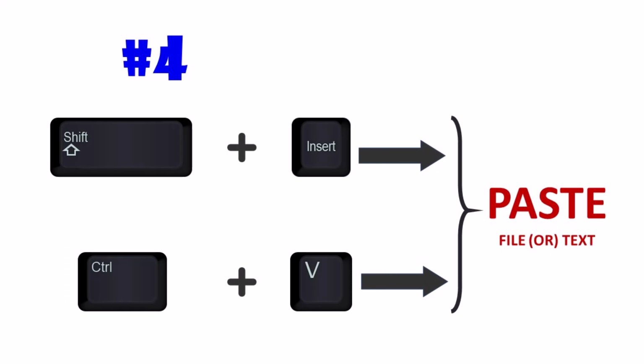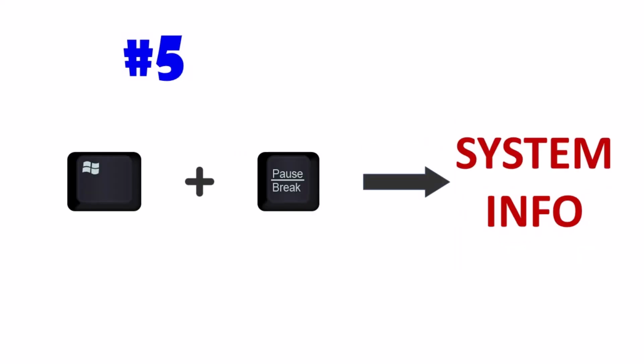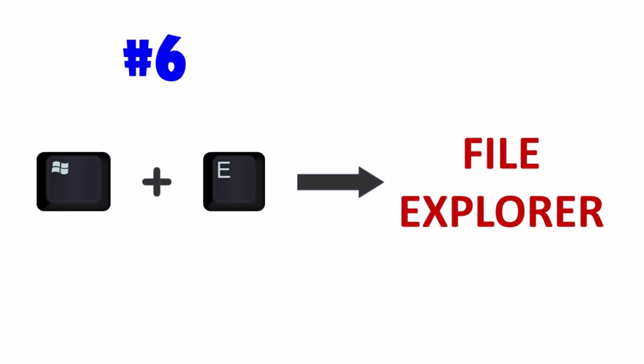Number 4. Press Ctrl plus V or Shift plus Insert to paste text or files. Number 5. Press Windows key plus pause break to show system information. Number 6. Press Windows key plus E to open File Explorer.